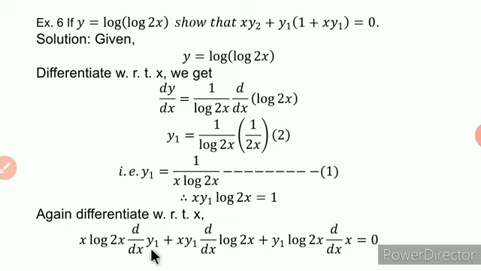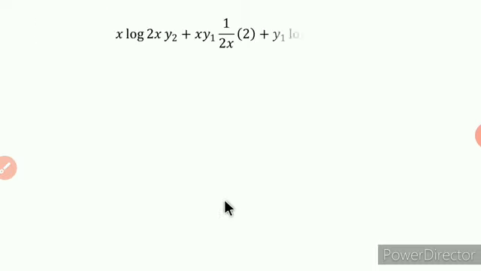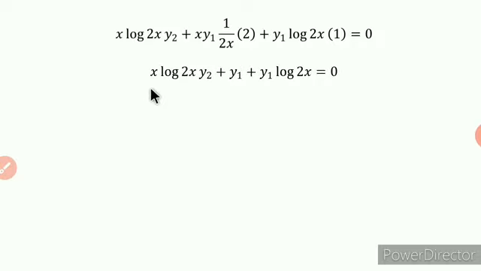Now taking the derivatives, derivative of y1 is y2. Derivative of log 2x is 1 upon 2x into again derivative of 2x is 2. And derivative of x is 1. So in the next step we get x log 2x into y2 plus x y1 into 1 upon 2x into 2 plus y1 into log 2x into 1 is equal to 0. Now these 2 get cancelled, again x gets cancelled in the middle term, and so we get x log 2x y2 plus y1 log 2x is equal to 0.